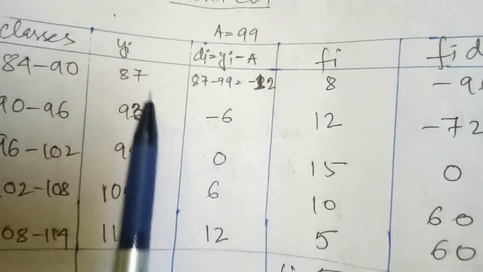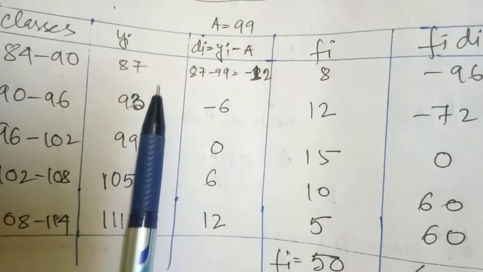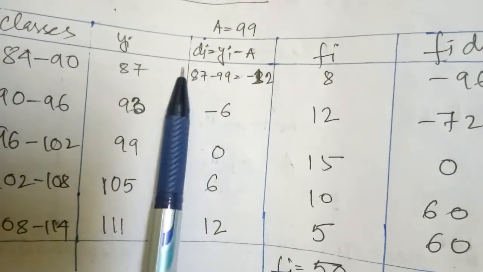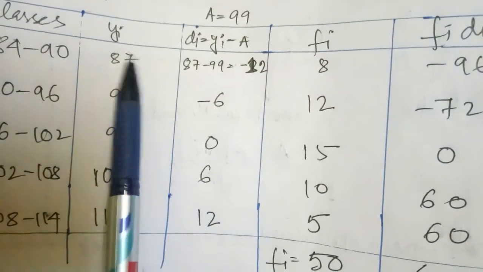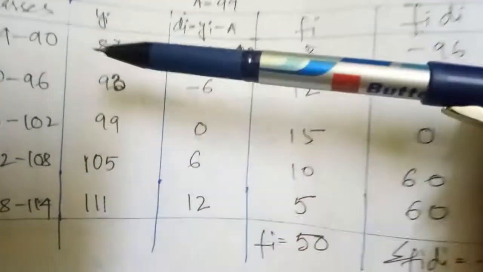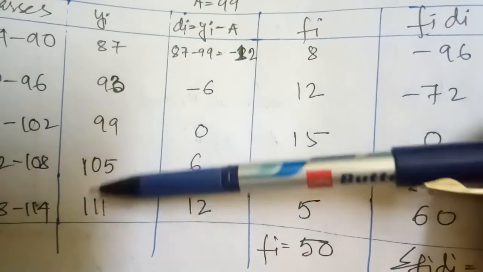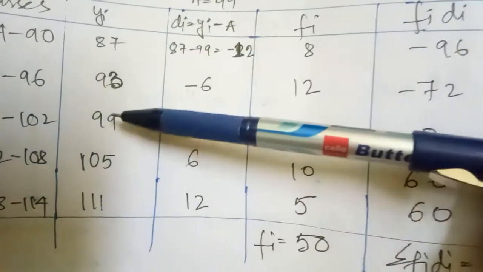The class mark we already did previously; we will follow the same method. Now di equals ui minus a. What is a? You have to find it from the assumed mean. See, from here there are 1, 2, 3, 4 and 5 numbers. From here you can take any of the values as a. I have taken a as 99.